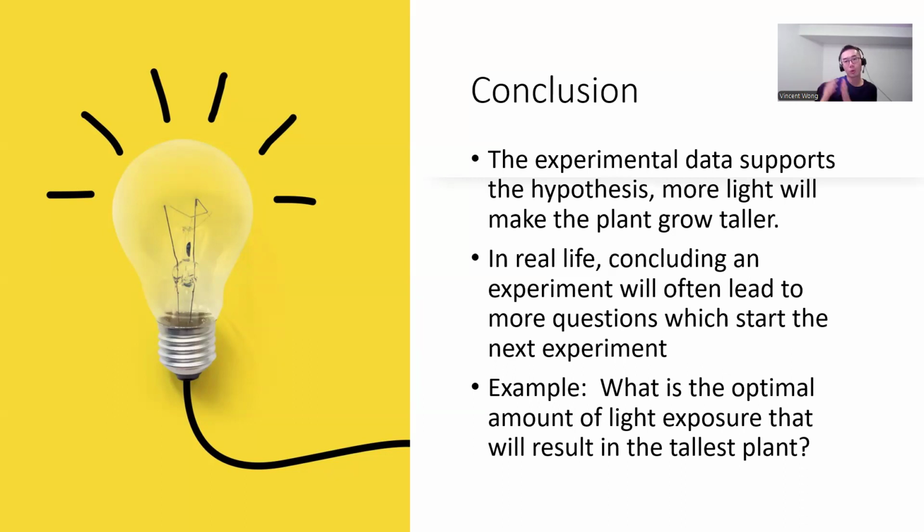And then if you figure out 24 hours is the best, then maybe you can change the intensity of the light. Right? You know how light can be dimmer or brighter, right? So maybe instead of using sunlight, we can use artificial lighting. Some brighter, some dimmer. Is that going to affect the height of the plant? Right? So there are always more questions that you can test with follow-up experiments.